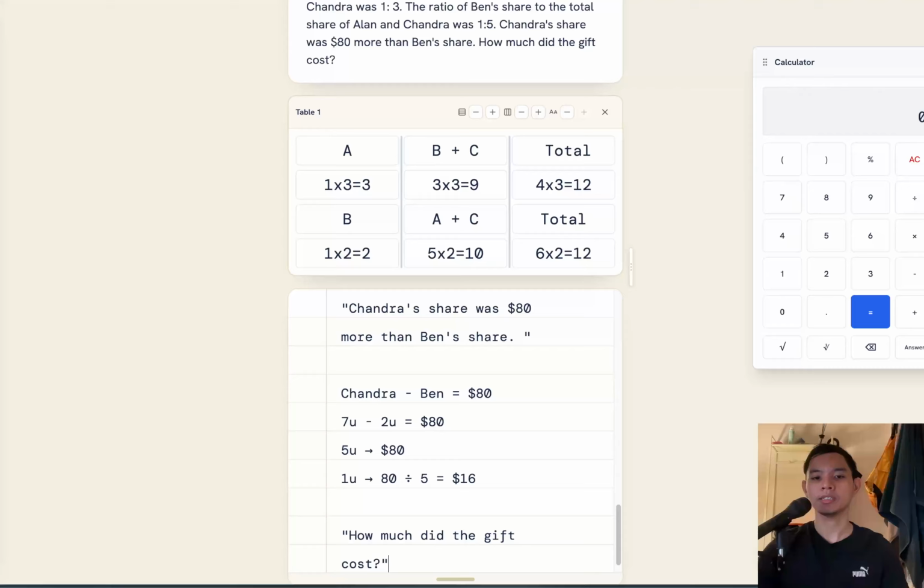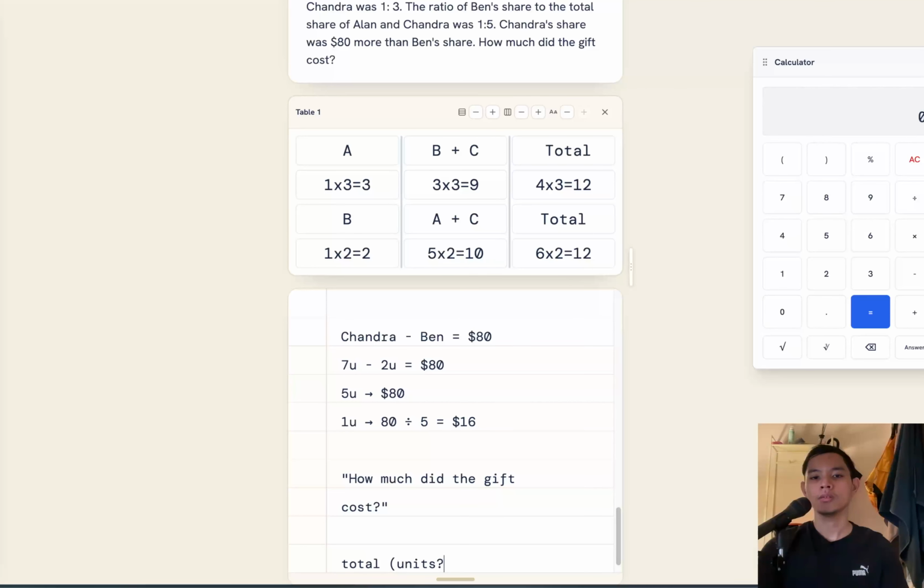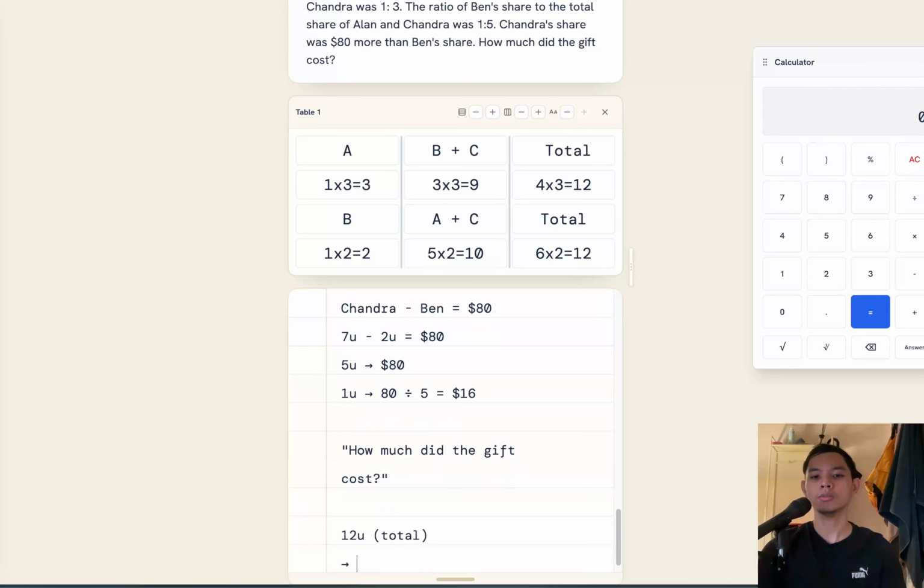Next, how much did the gift cost? The gift cost is basically the total, which in terms of units is 12 units. So 12 units equal 12 times 16, and this will be equal to $192. Okay, there you go. So that's the answer.